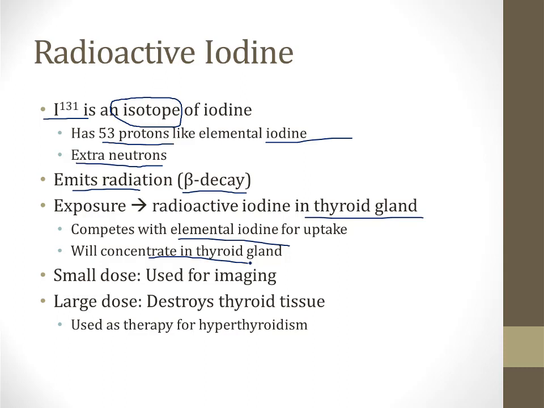You can detect that radiation with imaging cameras, so you can give a small dose of radioactive iodine to see if the thyroid gland is taking up iodine normally, and this is sometimes used to image the thyroid gland. You can give a large dose of iodine-131 if you want to destroy thyroid tissue, and this is used as a therapy for hyperthyroidism. Patients have what's called a radioactive iodine ablation. They're given a large dose of radioactive iodine, and that will destroy their thyroid gland, and then they can take thyroid supplements in order to replace the lost hormone.